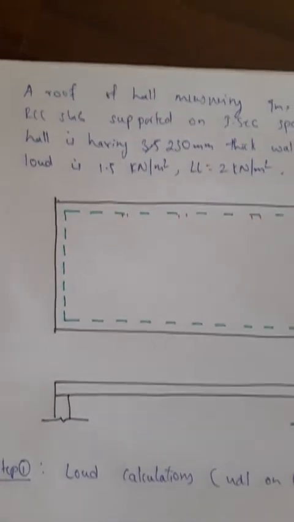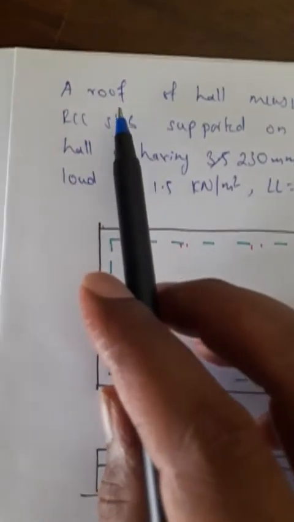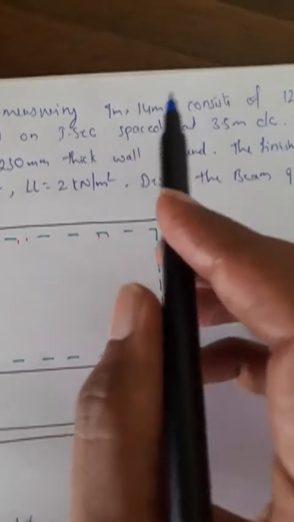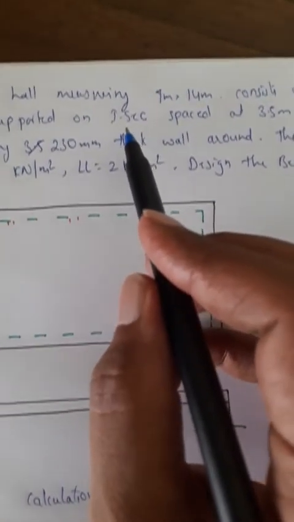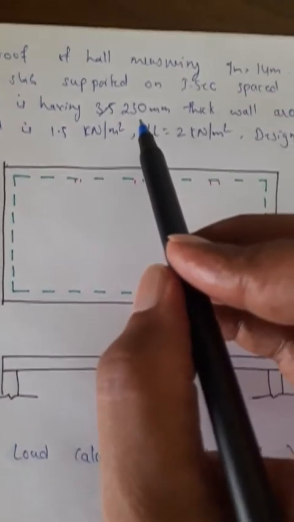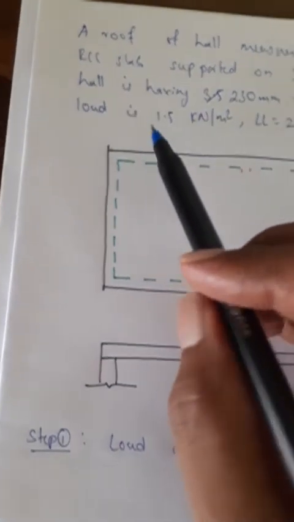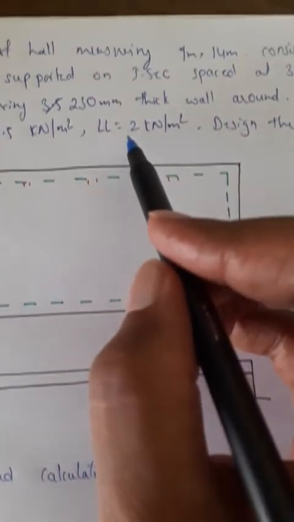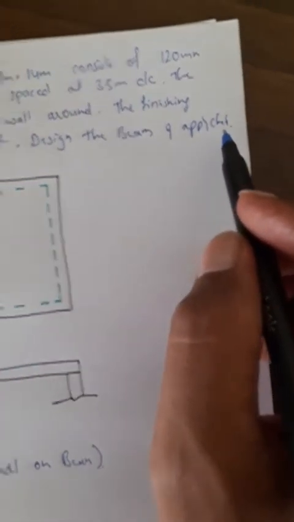Hello friends, today we'll continue with the next case of problem in design of beams. Let us note down the problem. A roof of a hall measuring 7 meters by 14 meters consists of 120 mm RCC slab supported on I sections. I section, this is the member which you have to use, spaced at 3.5 meters center to center. The hall is having 230 mm thick wall all around. The finishing loads, slab finishing is 1.5 kilonewtons per meter square. Live load 2 kilonewtons per meter square. Design the beam and apply all the checks.